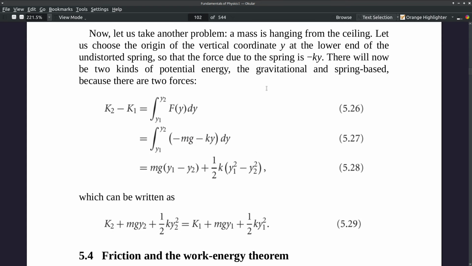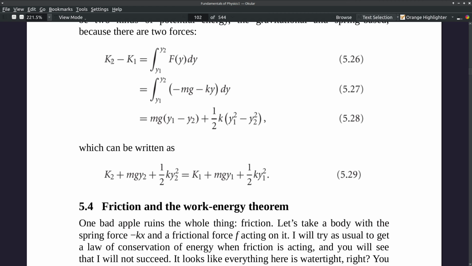Now let us take another problem. You've got a mass hanging from the ceiling. Let's choose the origin of the vertical coordinate y at the lower end of the undistorted spring, so that the force due to the spring is negative ky. There will now be two kinds of potential energy, gravitational and spring-based, because there are two forces. So you end up with K sub 2 minus K sub 1 equals the integral from position y1 to position y2 of F of y dy.